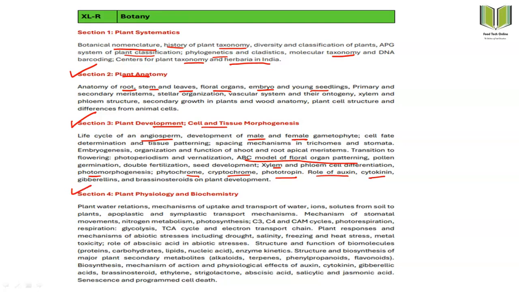After that comes section 4, which is known as plant physiology and biochemistry. So in this section we will be seeing C3 and CAM cycles.